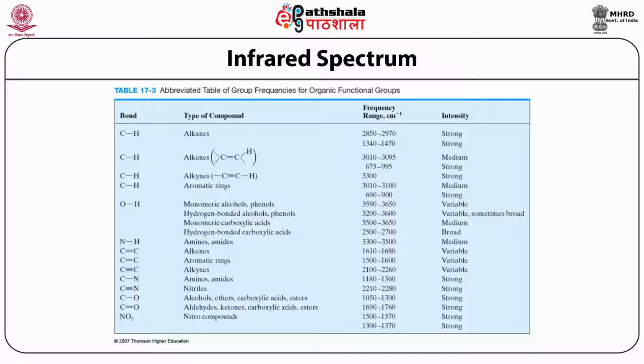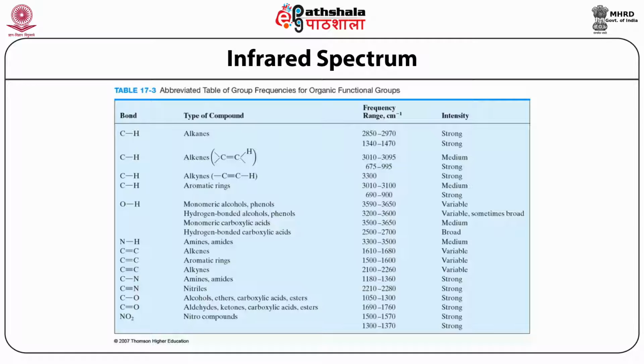For example, you can see the CH single bond of the alkane gives a very strong absorption intensity in the range of 2850 to 2970 and 1340 to 1470. However, CH in the alkene, that is conjugated with the double bond, gives you a medium intensity at 3010 to 3095 and a strong intensity at 675 to 995.